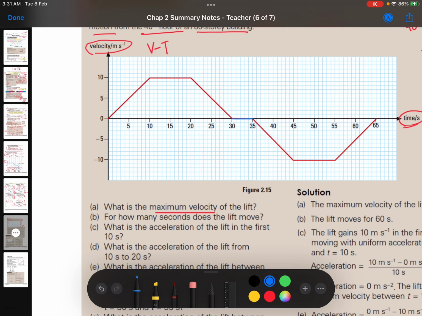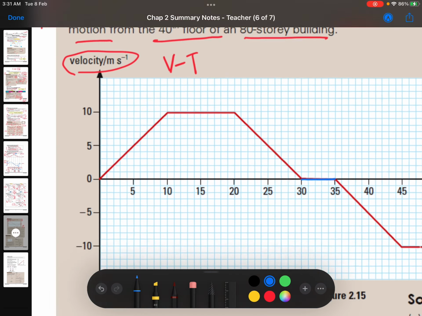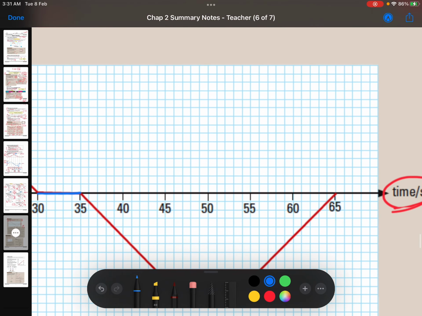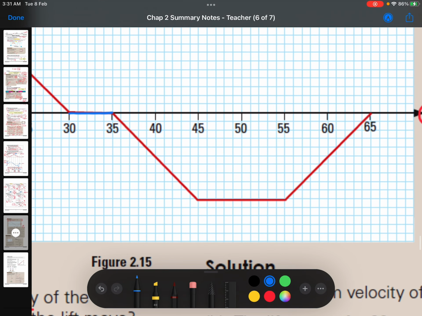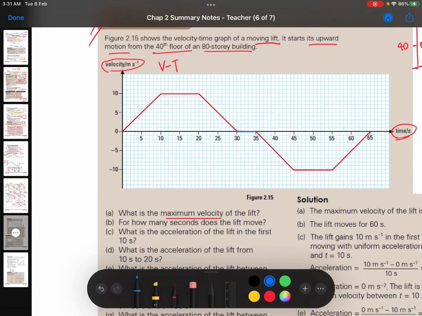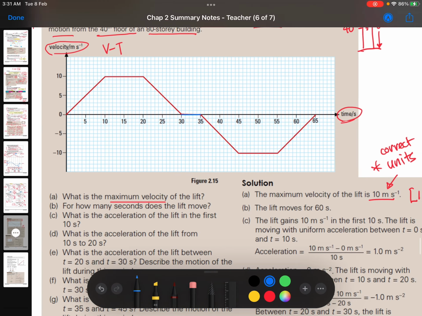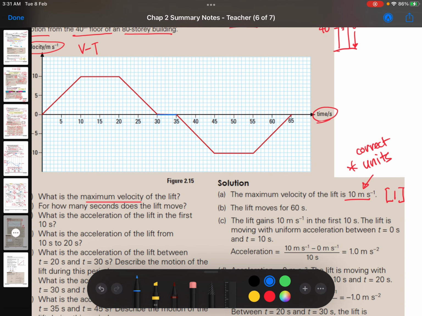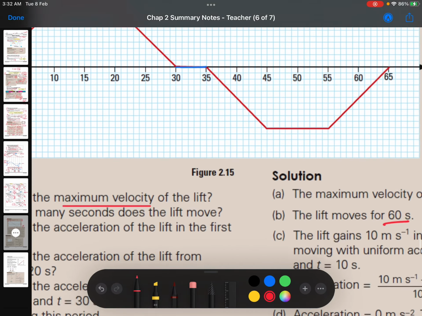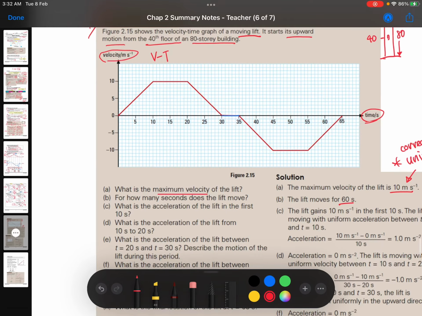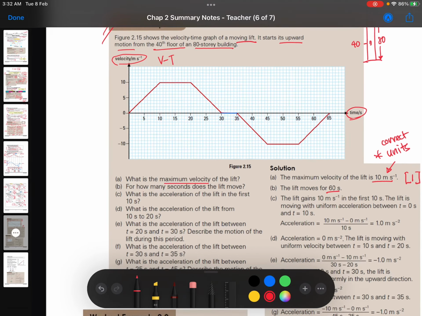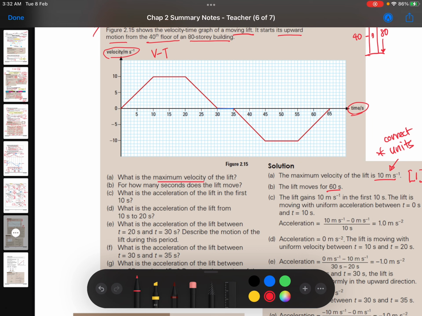But for the rest of the part, the lift is moving in the positive direction here, whereas here the lift is moving, its velocity is in a negative direction. So how many seconds does the lift move? Simply you can read off the graph and see that the lift moves for 60 seconds. Now this is the kind of very simple question you can expect to get sometimes in section A of the so-called paper 2. We covered this already, right?